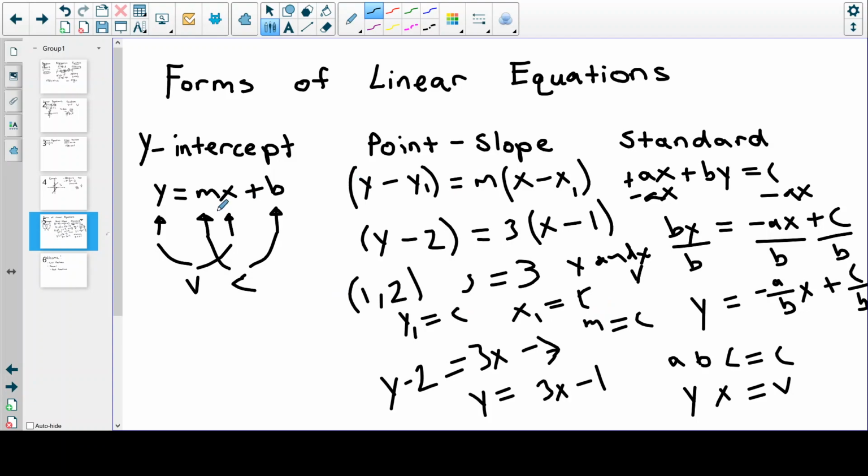Basically, you need to know the 3 different forms and how to, most of the time, convert them to y-intercept form so that you can graph the actual linear equation. But these are the 3 forms you're going to see them in, and that's how you convert them, and that's what they mean. So they're all linear equations, but they're just in different forms.